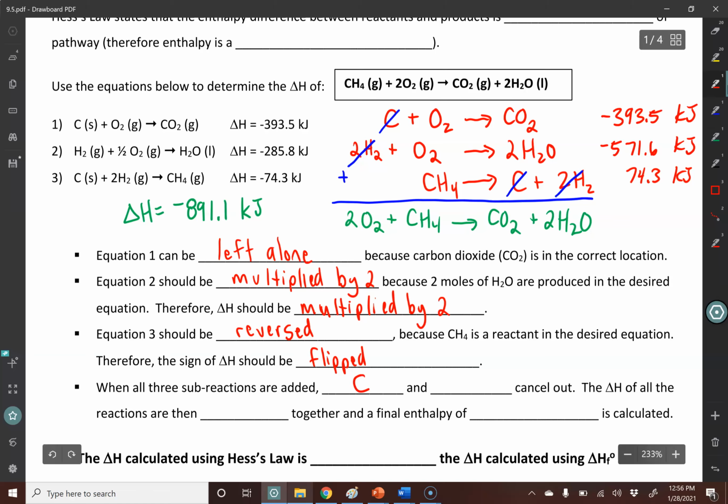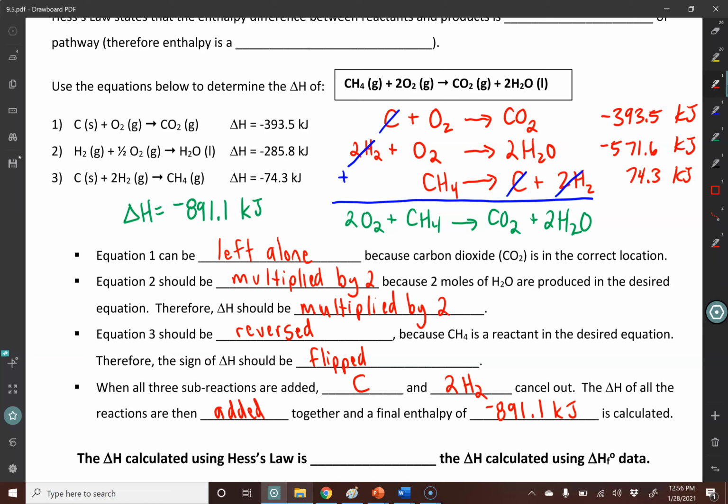So just to recap what we did, when all three subreactions are added together, carbon and 2 moles of hydrogen cancel out. The delta H of all the reactions are then added together, and a final enthalpy of, in this case, negative 891.1 kilojoules is calculated.